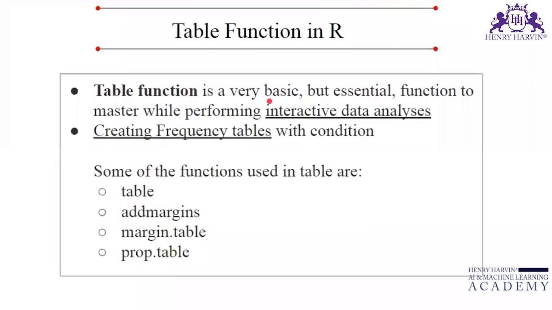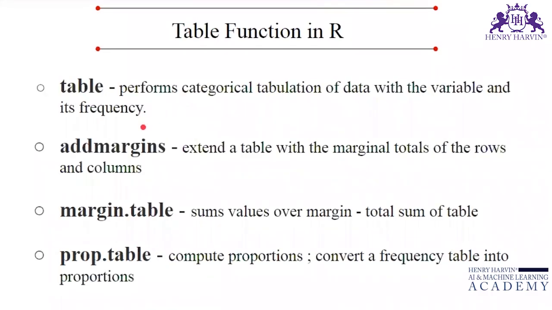Now let's go to table functions. We will be covering 4 types of table functions. First one is table, which performs categorical tabulation of data with the variable and its frequencies. The table command helps us to get a categorical tabulation of the data set wherein we will be able to find the counts or the numbers of the variables.